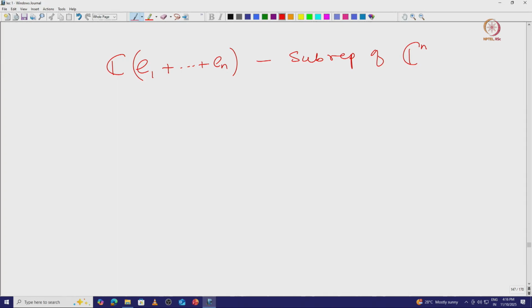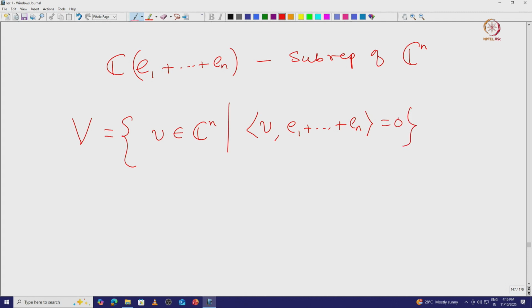So, if we take the orthogonal complement of this, let us call it capital V. This is going to be those vectors in Cn that are exactly orthogonal to E1 plus etc. plus En. And one can easily see that this is also a sub representation of Cn. That is because when we apply sigma, the standard inner product remains invariant.